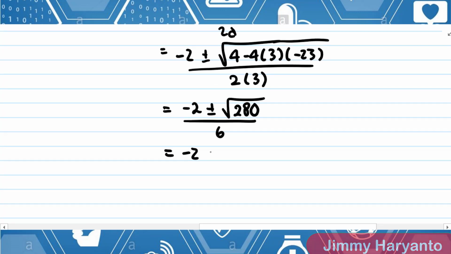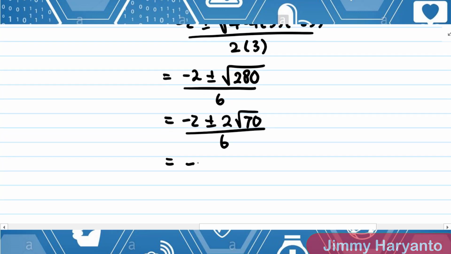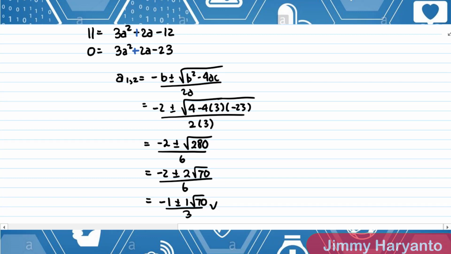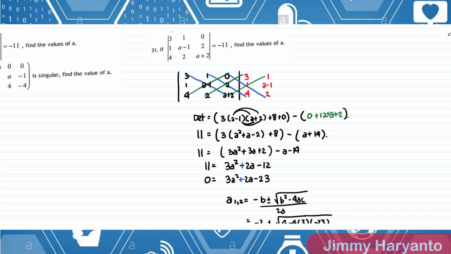Equals to negative 2 plus minus square root of 280, 4 times 70, to square root of 70, yeah, over 6. So we can simplify by dividing them by 2. Negative 1 plus minus 1 square root of 70 over 3. There you go. This is the answer for A, not X, yeah, but A. A1 equals to negative 1 plus 1 square root of 70 over 3. A2 equals to negative 1 minus square root of 70 over 3.